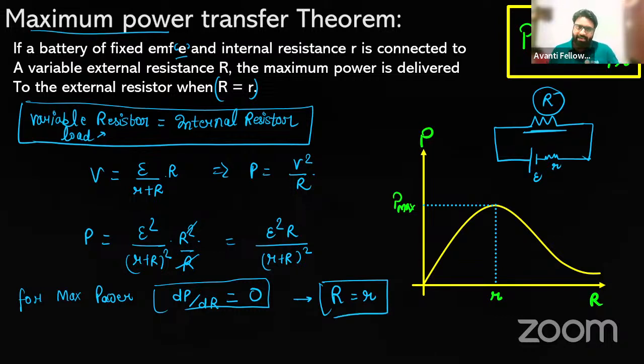क्लियर है? एंड द वेरिएशन ऑफ पावर विद रेसिस्टेंस विल बी लाइक, it will be having a maximum value at a unique point small r. ठीक है, this graph is also termed as impedance matching.